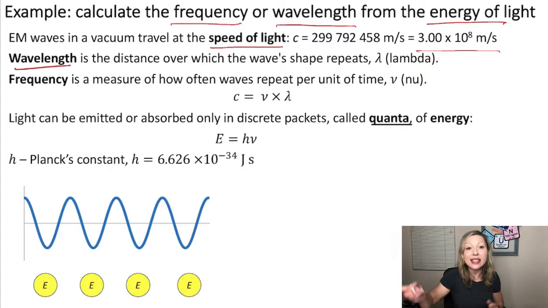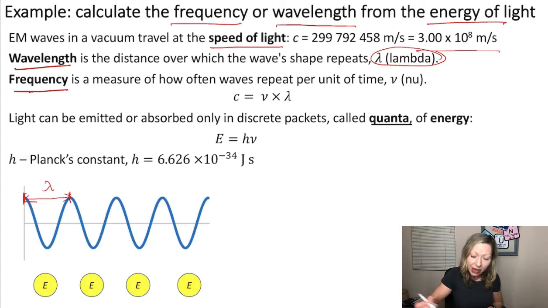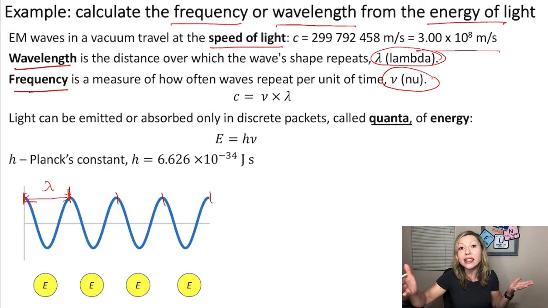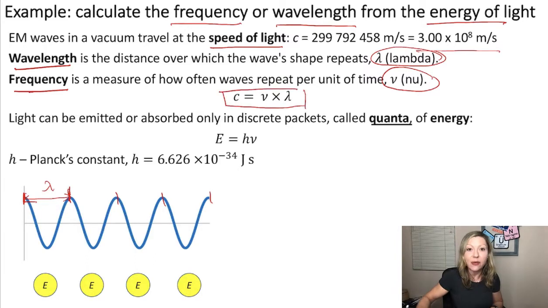So the wavelengths is simply the distance over which the wave shape repeats. So for example, when we start here, the shape repeats up here. So this is going to be our wavelengths. It's given by the Greek letter lambda, and the frequency is the measure of how often the wave repeats per unit of time. It is given with the Greek letter nu. So we can count that we have 1, 2, 3, 4 repetitions. If this is 1 second, then the frequency is going to be 1/second. The speed is related to the frequency and the wavelengths via this formula.